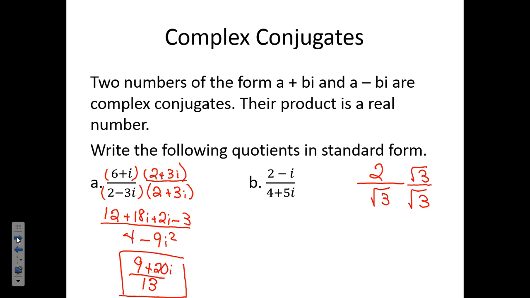Does anyone need to see the second one worked? All right.